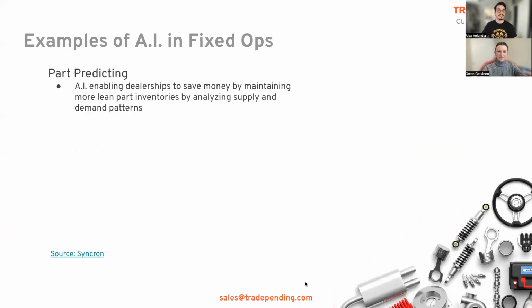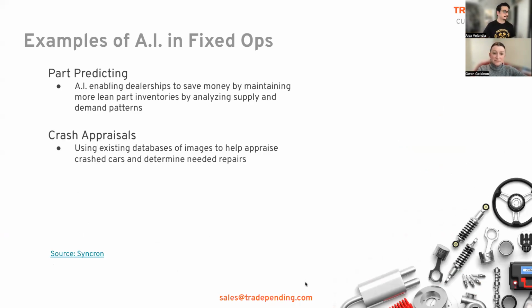Now, in fixed ops, they have part predicting. So this is kind of like having a leaner parts department and more just-in-time parts for builds and stuff like that. AI does a great job, or is planning on doing a great job, to analyze those supply and demand patterns.